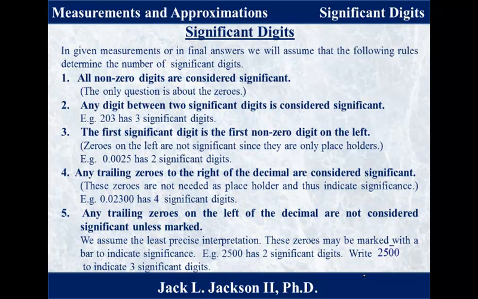So any trailing zeros that are on the left of the decimal, but they're trailing out to the right, they are not considered significant unless they're marked. Now, if you want this to be rounded off to the nearest 10, you either need to say it somehow, like 2,500 to the nearest 10, or one other notation we have is to put a bar over the last significant digit. So we can say 250 with a bar over it, then the 0.